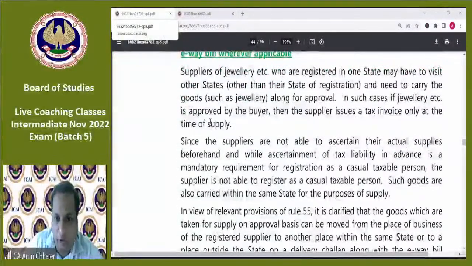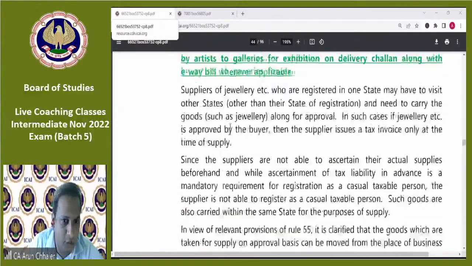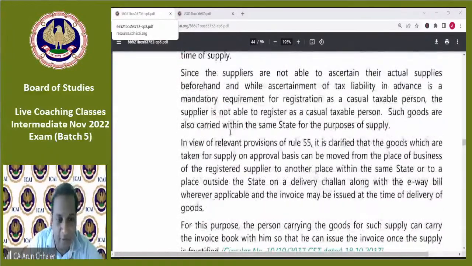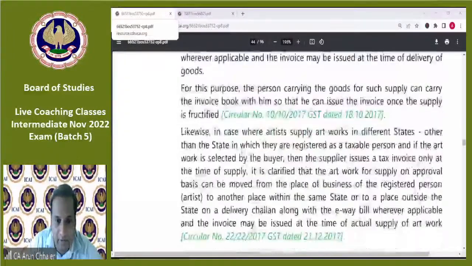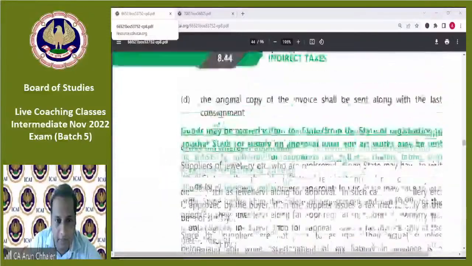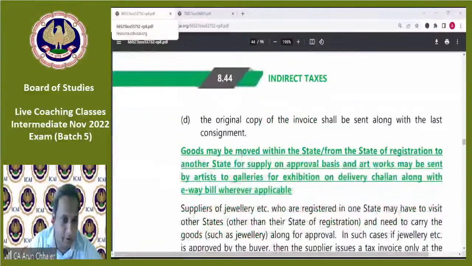Suppliers of jewelry who are registered in one state may have to visit another state and need to carry the goods along with approval. In such a case, if the jewelry is approved by the buyer, then the supplier issues the tax invoice only. Which clause are you talking about? Which para are you talking about? Kindly refer. Kindly let me know. 8.44. Let me see. I'm on 8.44.